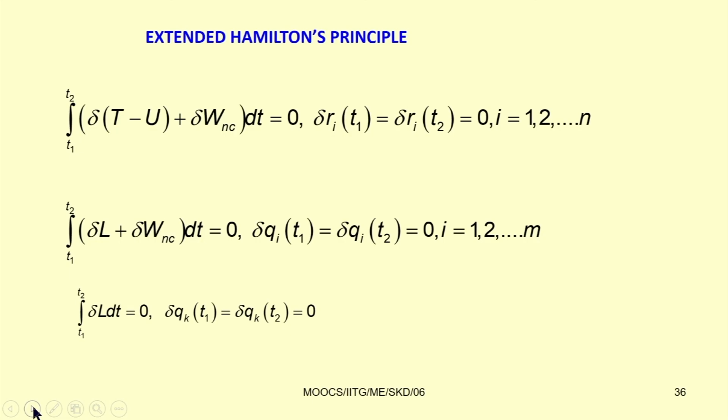That principle is the integral of delta (T minus U) plus delta W_NC, dt, equal to 0, and already I told you the condition: delta Ri at T1 equals delta Ri at T2 equals 0. Here T is again the kinetic energy, U is the potential energy, and W_NC is the non-conservative work done, the work done due to non-conservative forces.